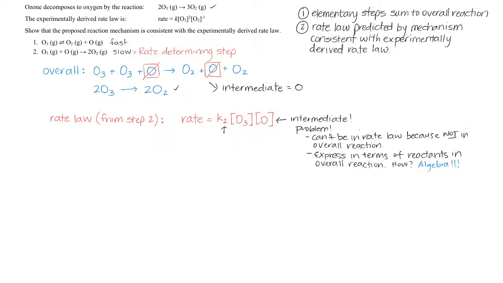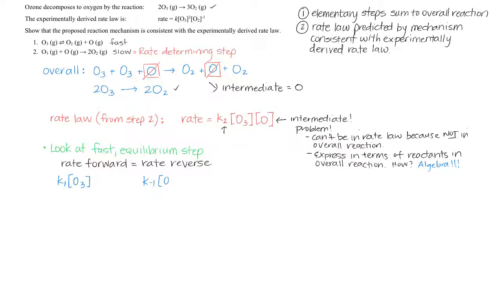This fast step is in equilibrium, which means that the rate of the forward reaction is equal to the rate of the reverse reaction. The rate of the forward reaction is equal to k1, and again I'm calling it k1 because it is coming from step 1, times the concentration of O3, and the rate of the reverse reaction is k minus 1, using minus 1 to show it's the rate of the reverse reaction in step 1, times the concentration of O2 times the concentration of O.